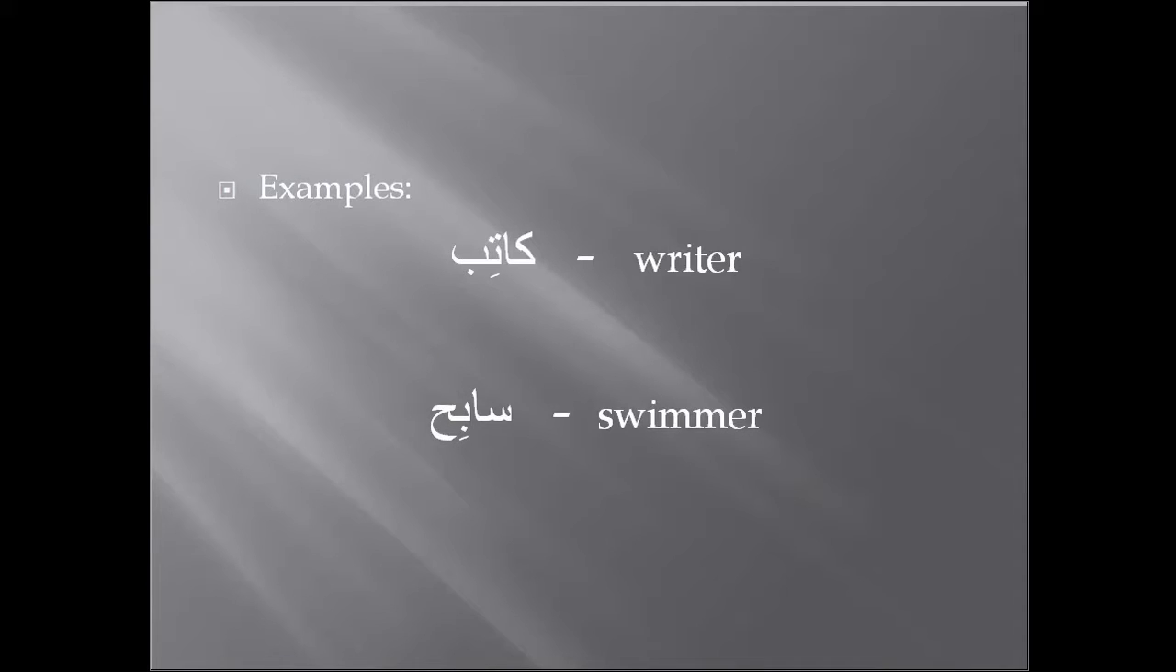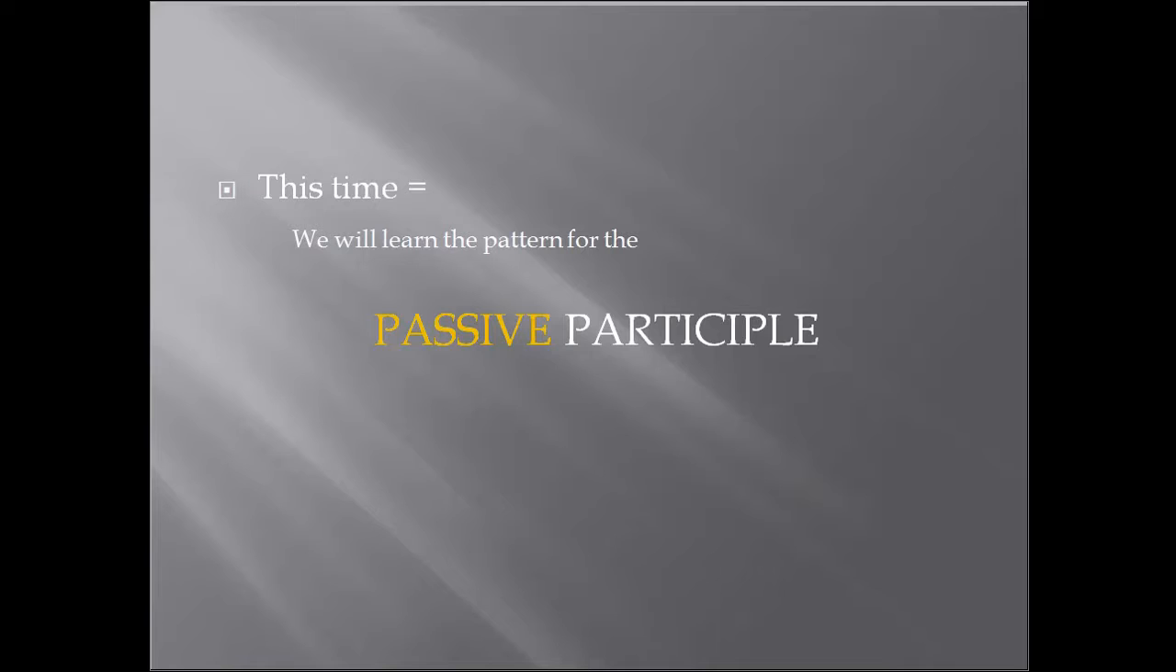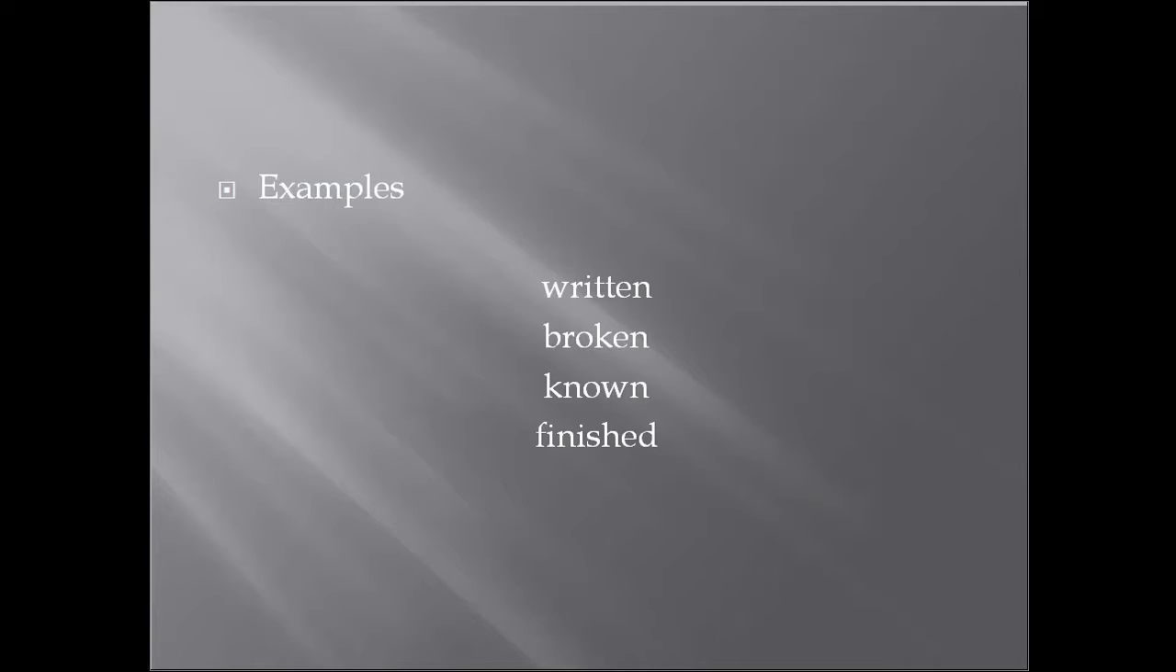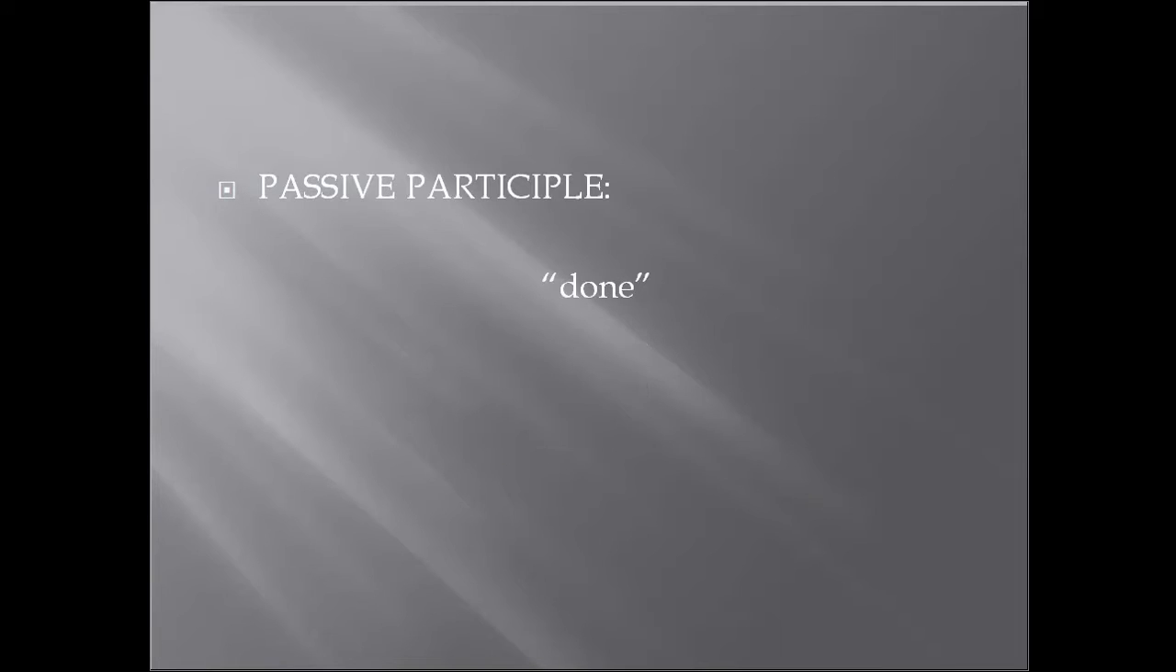This time, well, if there is an active participle, there has to be a passive participle. So what is the passive participle? Passive participle is basically the equivalent of done, or the done to. The doer and the done to. Easiest to look at some examples in English. These are all examples of what would be passive participles in English: written, broken, known, finished. They're all things that are done.